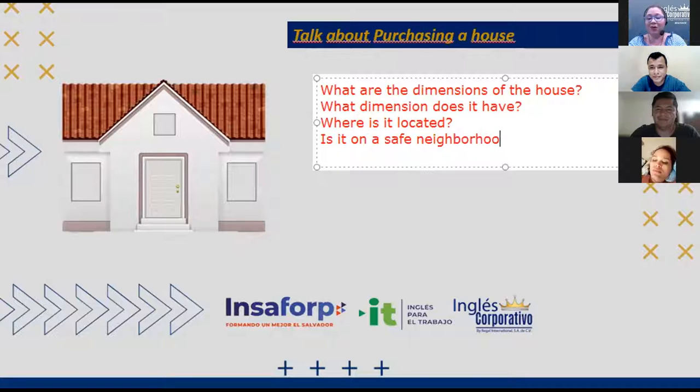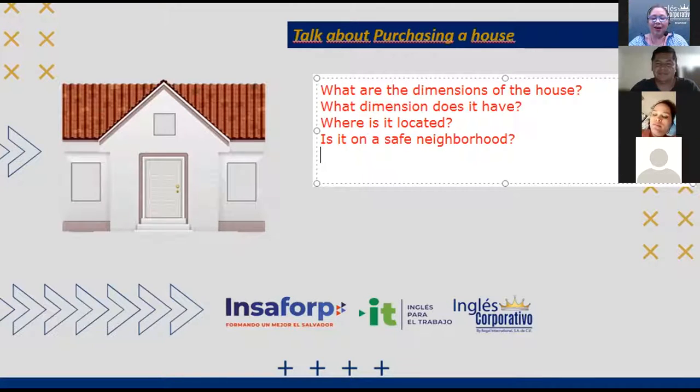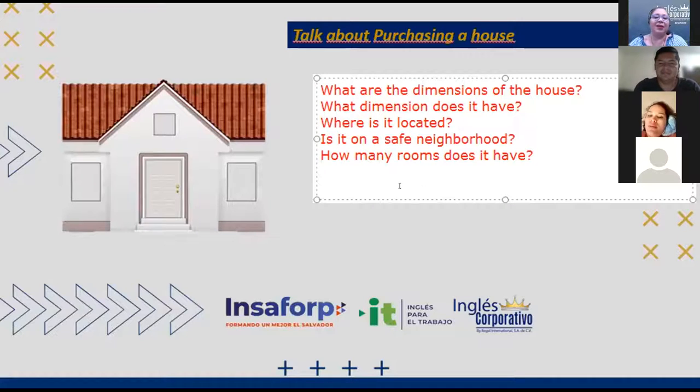No, no crean que se me olvidan. A ver, solo es porque estaban así en grupo y me encanta. I love it. Okay, continue, guys. How many rooms do they have? How many rooms does it have? Does it have the house? Okay. How much is it? Excellent. How much is it?